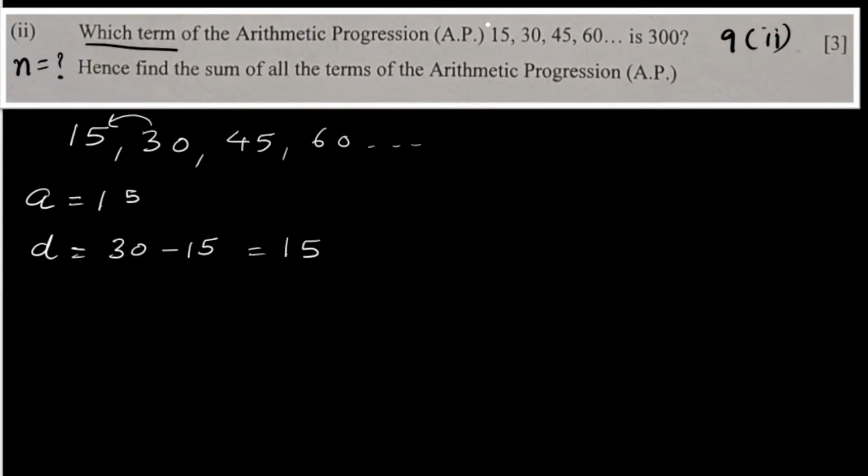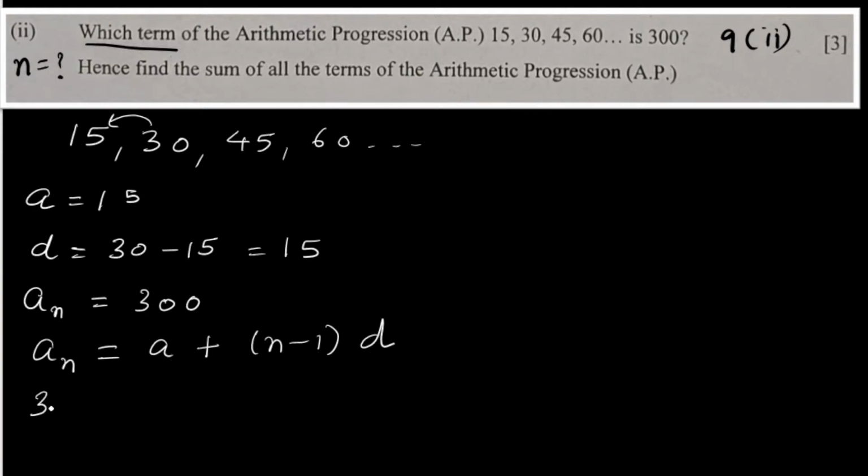And moreover, they are asking which term is 300. So 300 we can write as AN. We can assume 300 as the nth term. Now we'll use the nth term formula. AN is equals to A plus N minus 1 into D. Now we will substitute. AN is equals to 300. I'm just substituting the values.